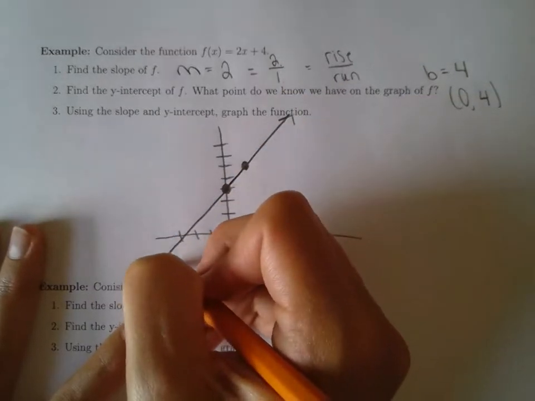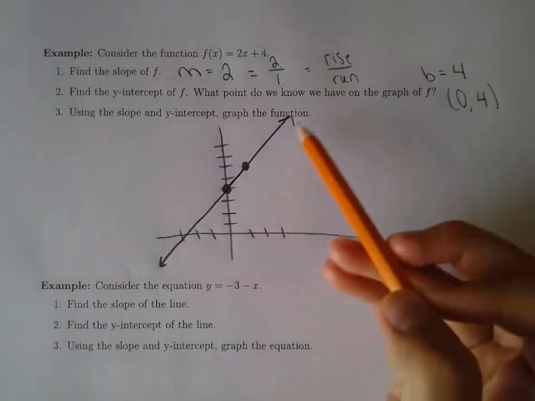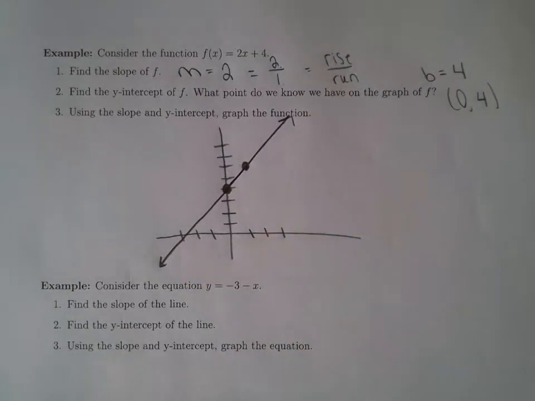Connect 2 points and there's our line. Okay, so 2x plus 4 looks exactly like this. We didn't use an xy chart, we didn't use our calculator.